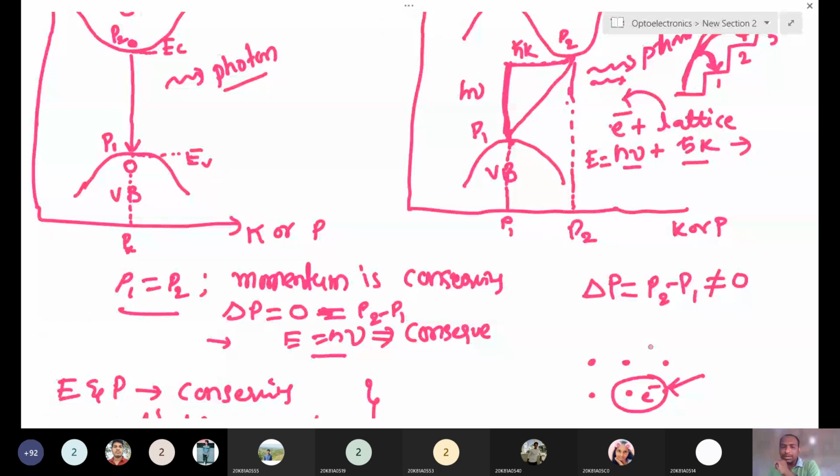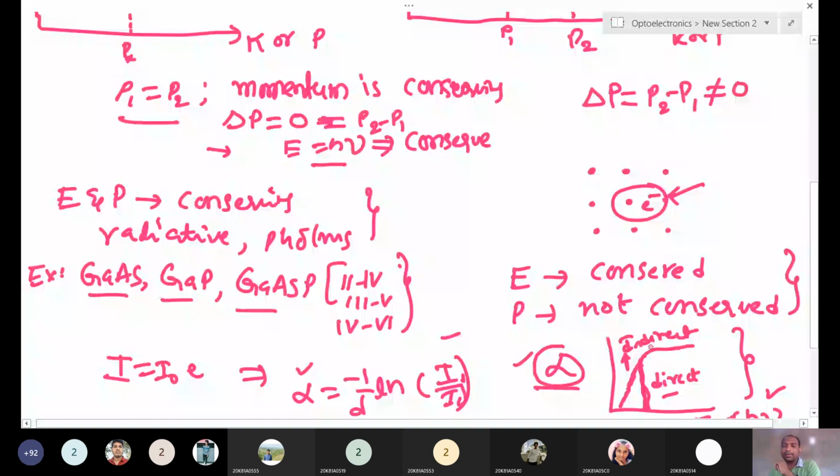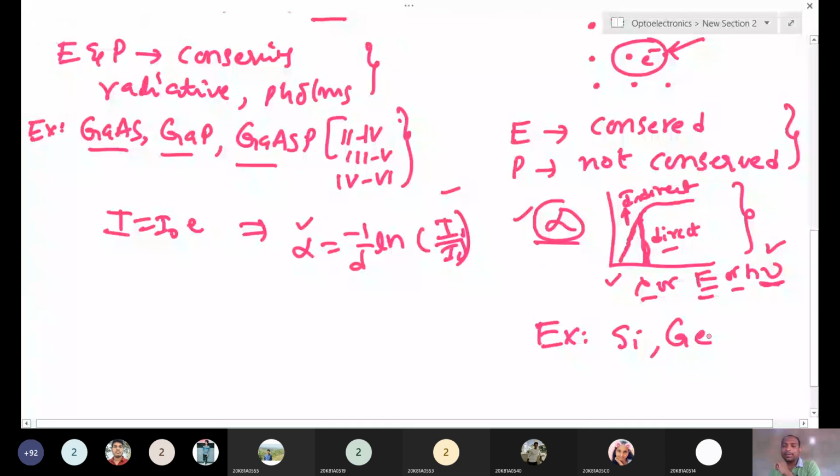Examples in this case: silicon is an indirect band gap semiconductor, and germanium is also an indirect band gap semiconductor. Experimentally, you can perform UV visible spectroscopy measurement. You measure alpha and the thickness of the sample, and I by I0 is the transmission percentage, that is, how much light is transmitted through the sample. You can then find alpha and plot it as a function of wavelength. If it is a straight line, it is direct. If it is not a straight line, it is an indirect band gap semiconductor. Silicon and germanium are indirect, and gallium arsenide and gallium phosphide, compound semiconductors, are examples of direct band gap semiconductors.